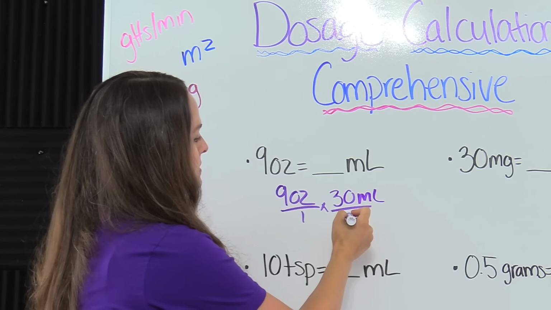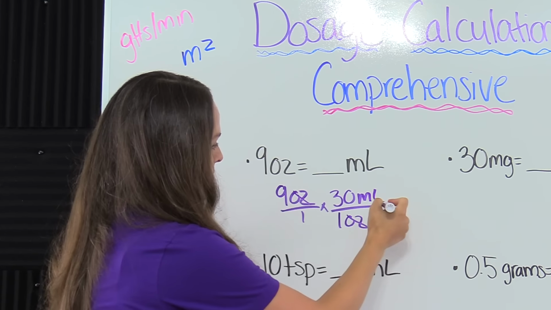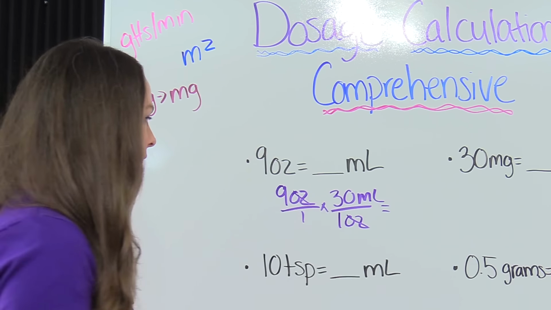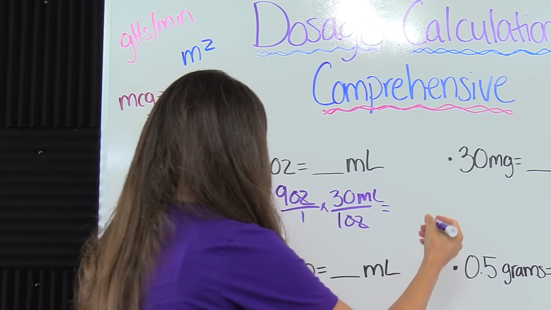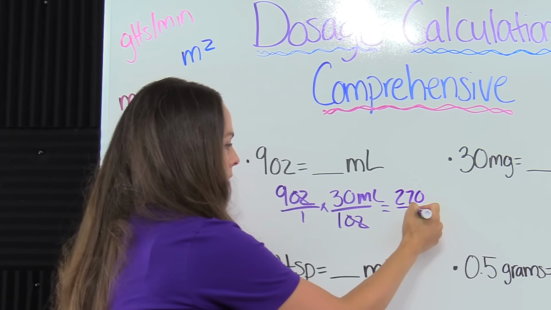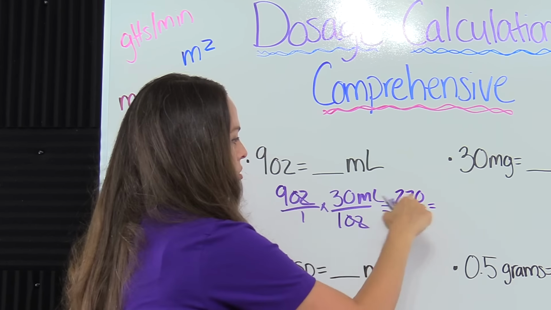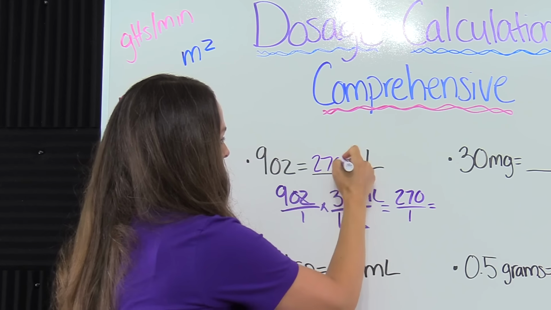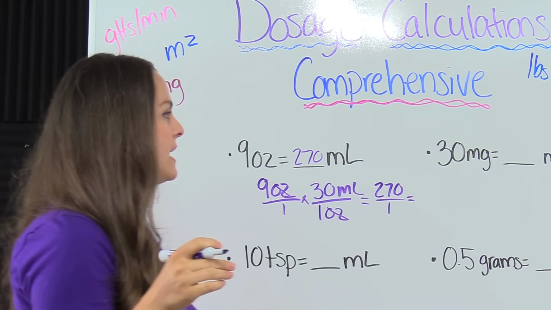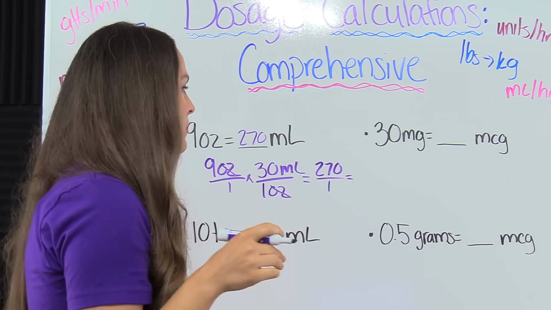So we're going to cancel out our ounces. And we're going to multiply everything at the top, everything at the bottom, and then divide, and we have our answer. So 9 times 30 is 270, and then 1 times 1 is 1. When you divide that out, you get 270. So 9 ounces equals 270 milliliters. Now we're going to work our next problem.